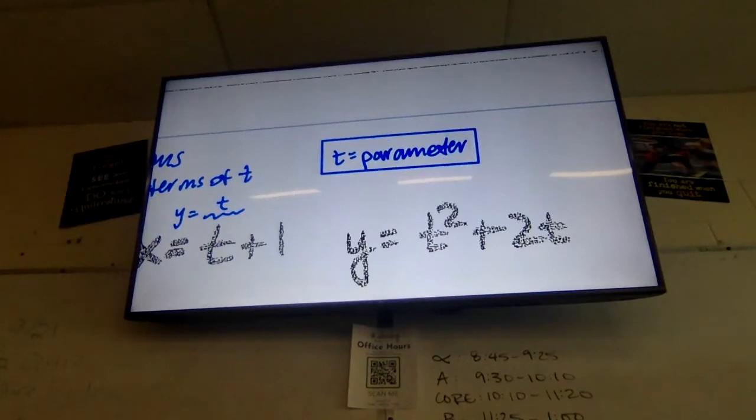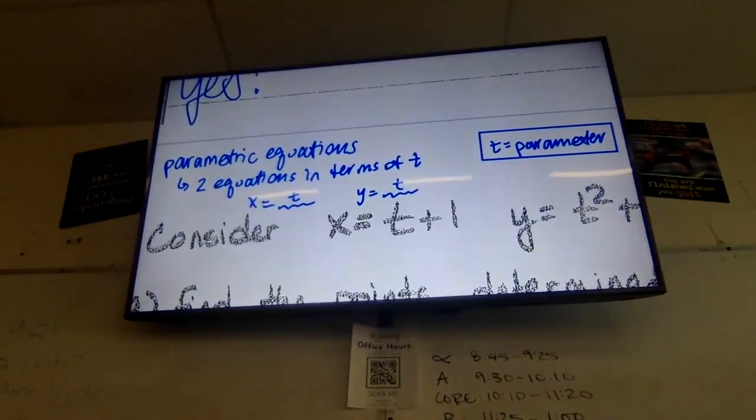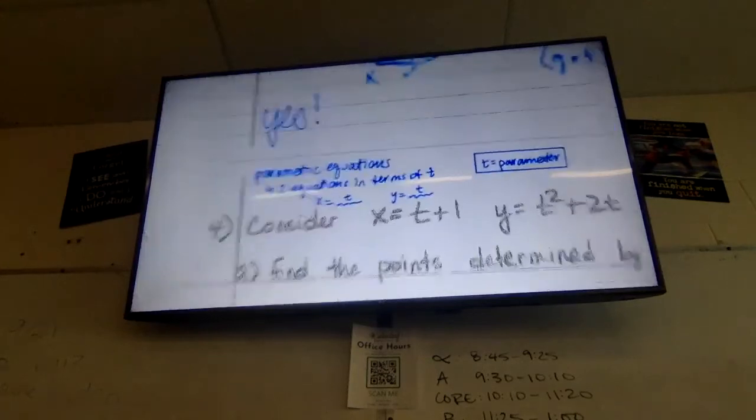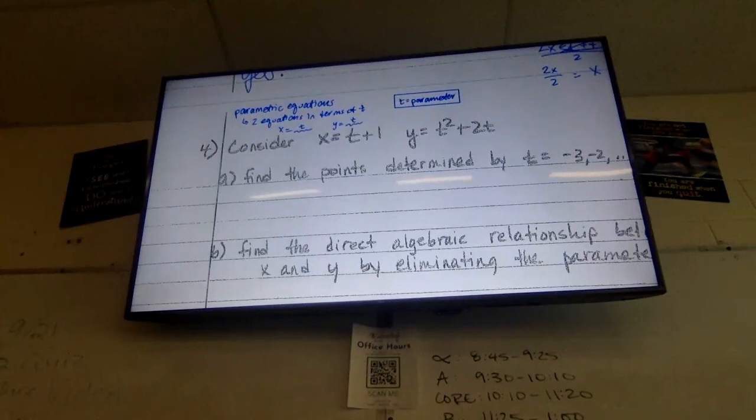I'll tell you what to plug in and solve for based on what t is. We will graph them in the calculator in a minute, which will be really interesting. But as of right now, algebraically, they look scary. I promise they're not, okay? The first thing it asks us to do, it gives us our 2 equations. The first one says x equals t plus 1. And my other one says y equals t squared plus 2t.